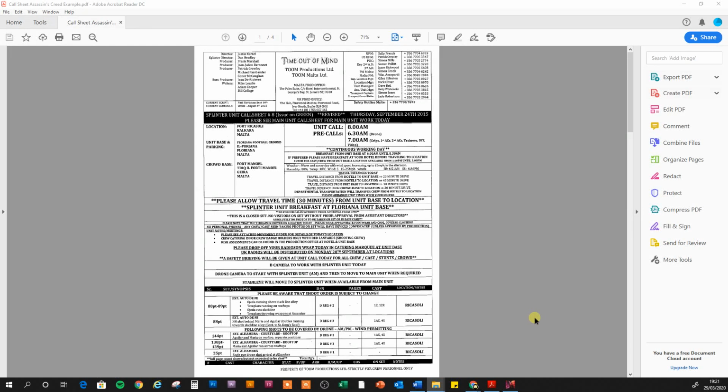Rob Venn here, and today we're going to be looking at what a call sheet is and why you need to do one.